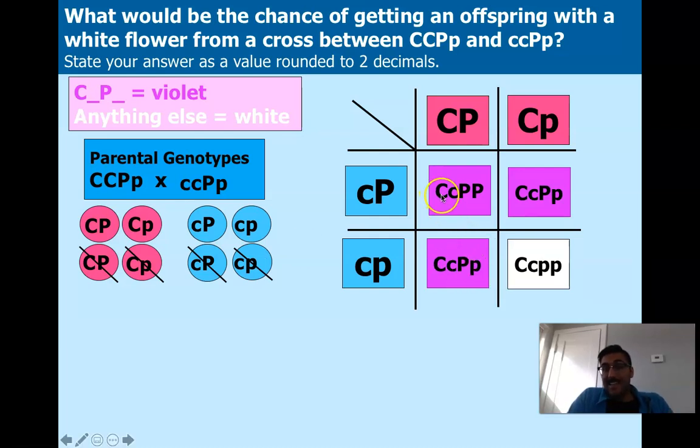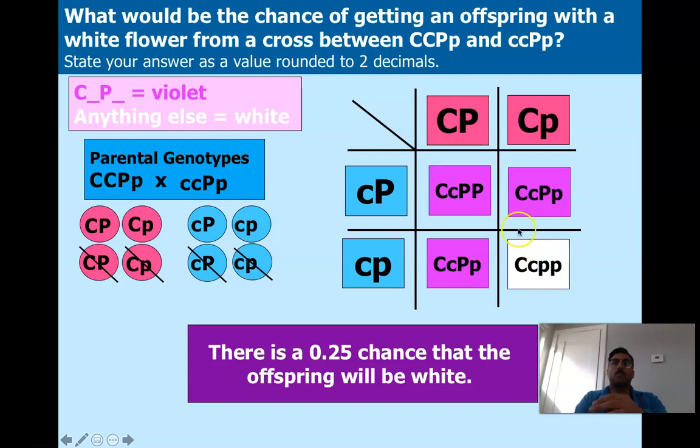Remember, anything with one big C and at least one big P is going to be purple or violet, according to our legend and the question. One big C, one big P at least: purple, purple, purple. If it has anything other than one big C and at least one big P, like this one does not, it's not going to be purple or violet. It's going to be white.